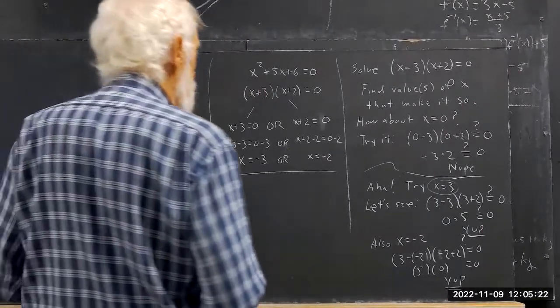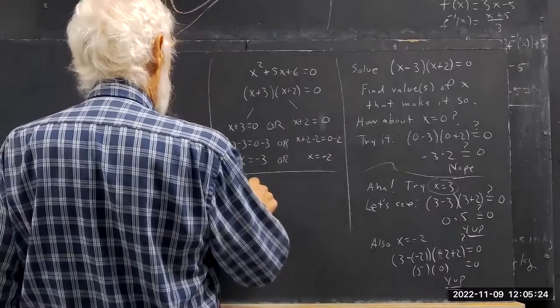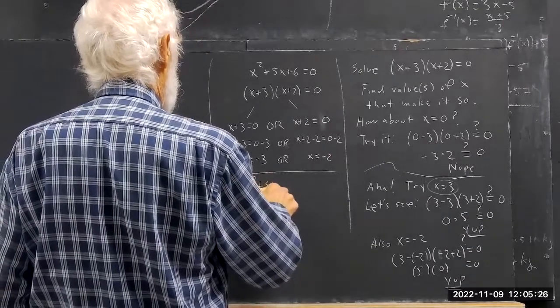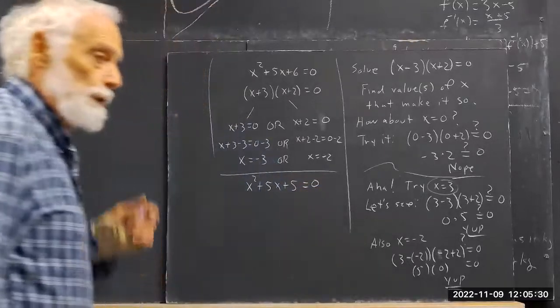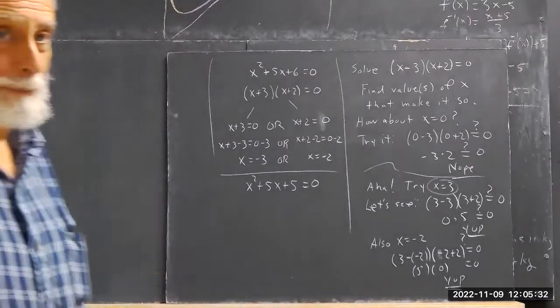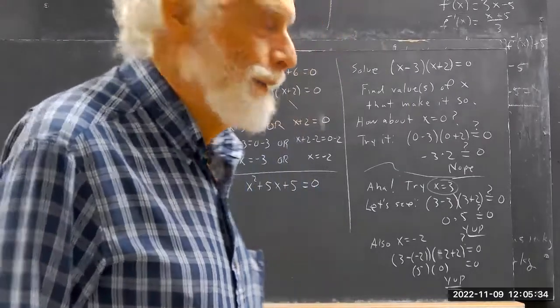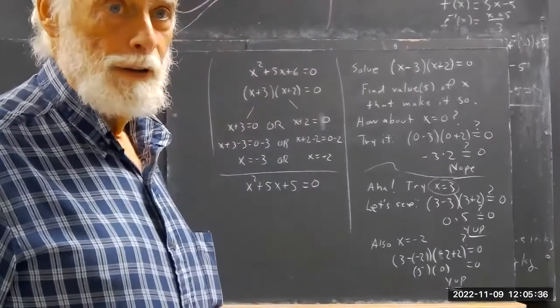Okay. Okay, well, what if you have x squared plus 5x plus 5 equals 0? Well, I'll give you a hint. You're out of luck. You can't factor that.